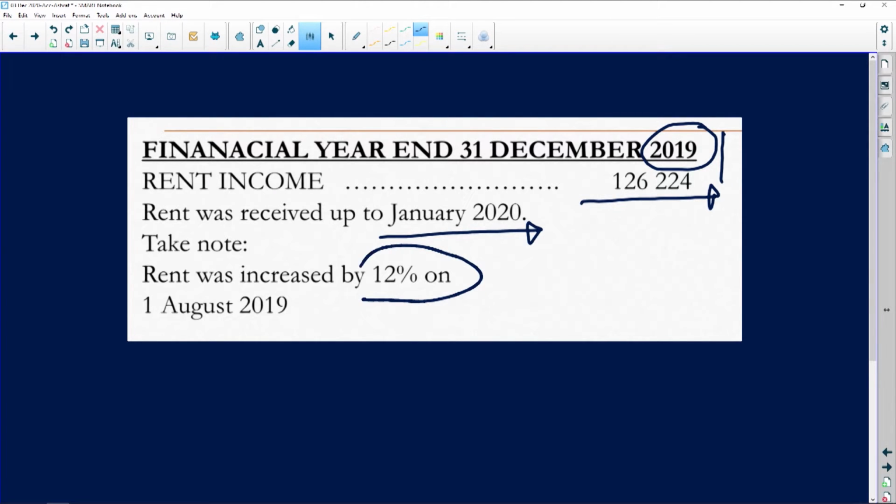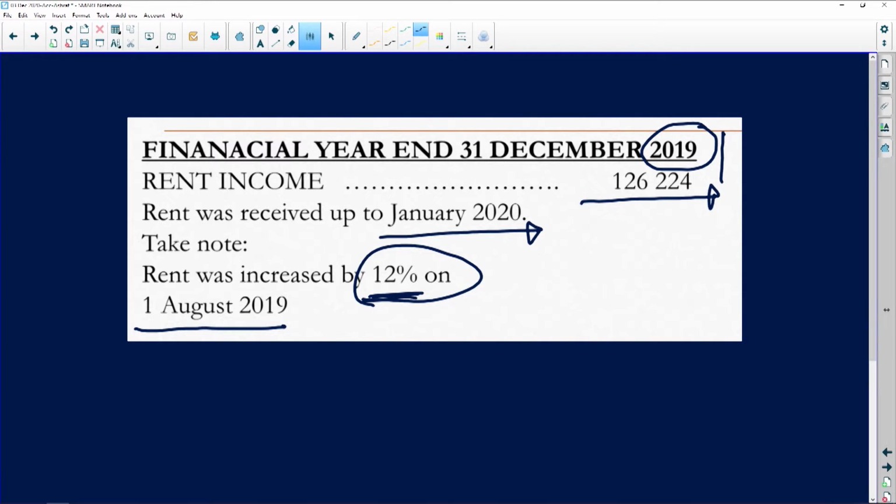However, this question says no. The rent was increased by 12% on the 1st of August 2019. In other words, all the months are not equal. You've got some months where the rental was 100%, and you've got some months where your rental was 112%. Why? Because your rent was increased by 12%. I hope you got that. Clear? Okay, so now, how do we go about answering an adjustment of this nature? Let's check it out.